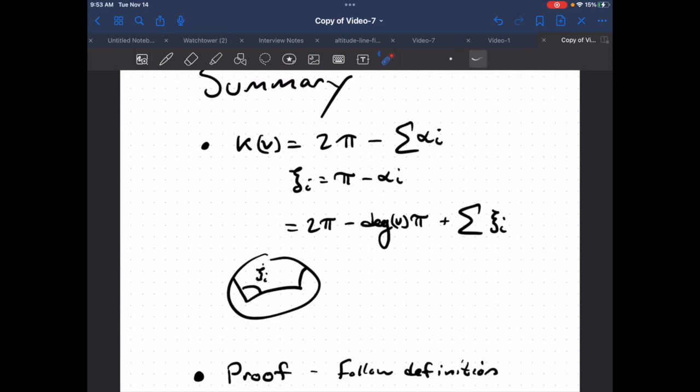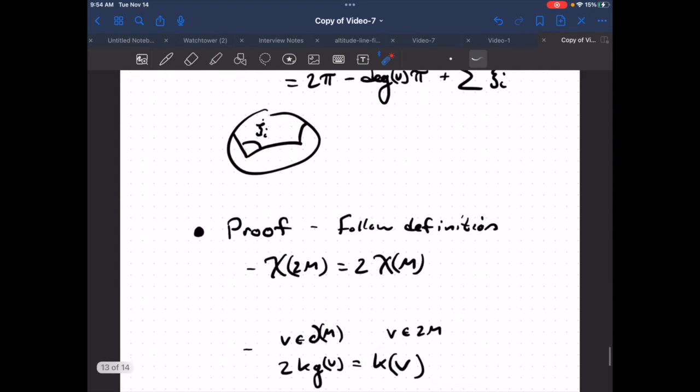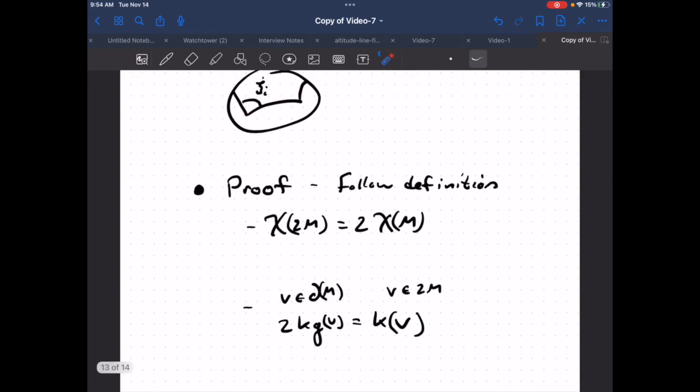Okay, so summary, what did we do in this video? We saw a new characterization: by considering the complementary angle, we could rewrite the definition of discrete Gaussian curvature. It gave us a geometric interpretation as the area of a polygon on the sphere. And then we talked about a proof. For the first proof, we just followed the definitions. This should be an M squared, I updated my notation. And then for the second case, we used these 2 facts for the case when we had a boundary.